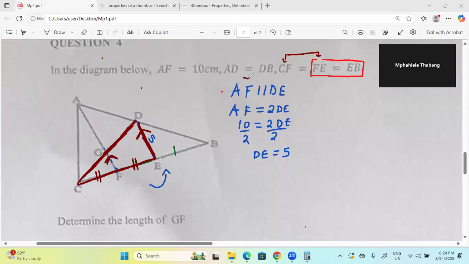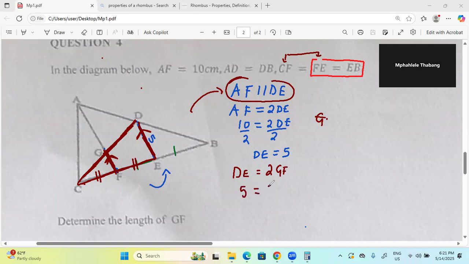Remember, I said it here. I said AF is parallel to DE. The line of AF is also the line of GF. So GF is parallel to DE. Because GF is parallel to DE and CF is also equal to FE, we can apply again the midpoint theorem. So DE is twice GF. Remember DE, we said it's 5.